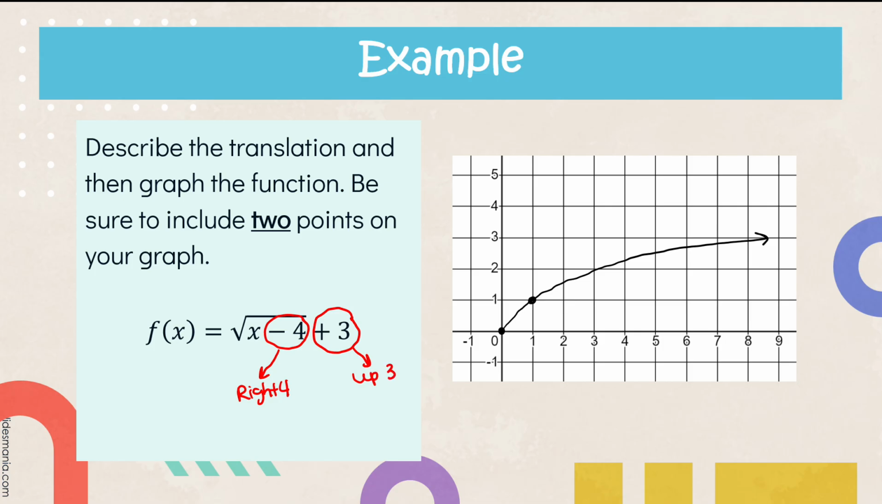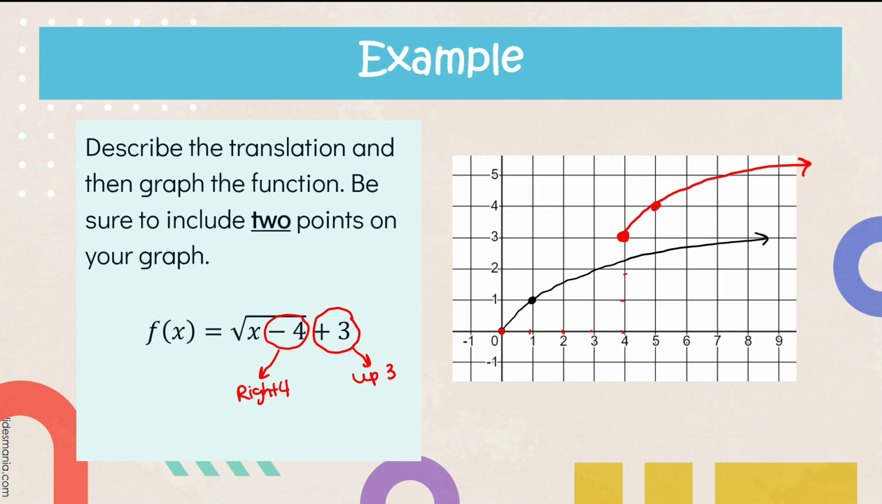So what I'm going to do is I am just going to take both of these points and I'm going to move them right 1, 2, 3, 4, and up 1, 2, 3 to get a new point. And then I'm going to take that (1, 1) and move it 1, 2, 3, 4, and up 1, 2, 3. So now I have a new square root function that has just been relocated. It's using the exact same translation rules we have learned in the past.